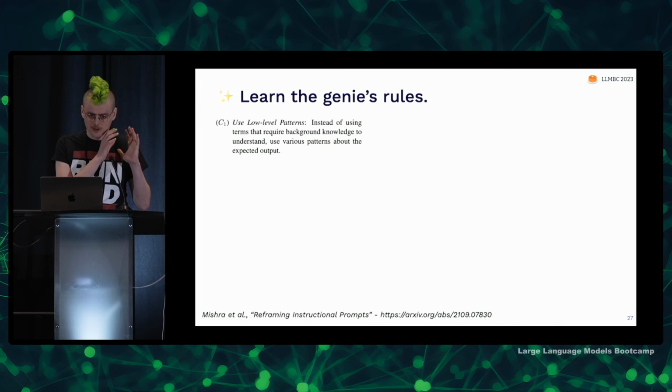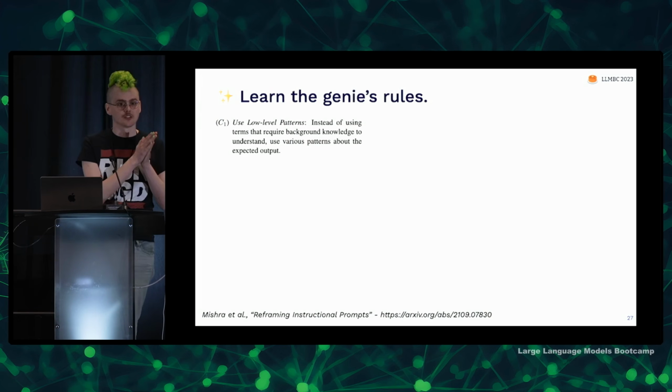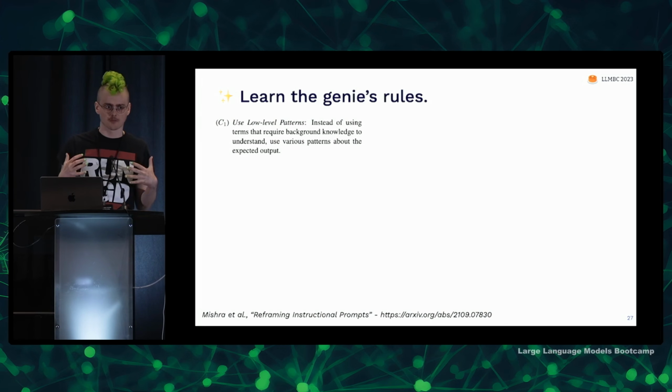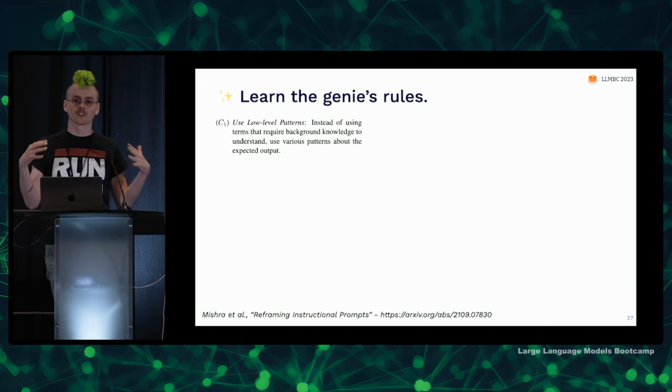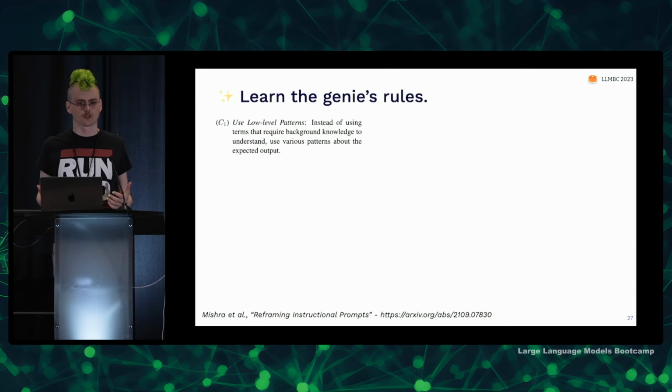So they have all these suggestions of ways that you can make more effective instructional prompts for your instruction model. The first one is that if you're doing some task that you can express in terms of simple low-level patterns, use that instead of the way that you would talk to a person.